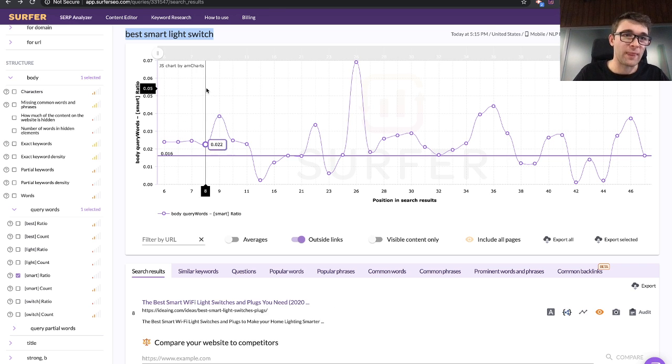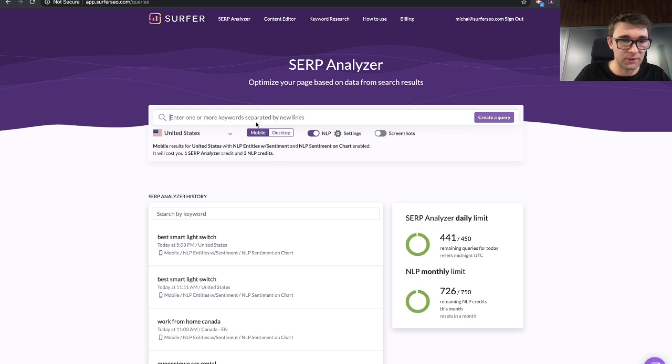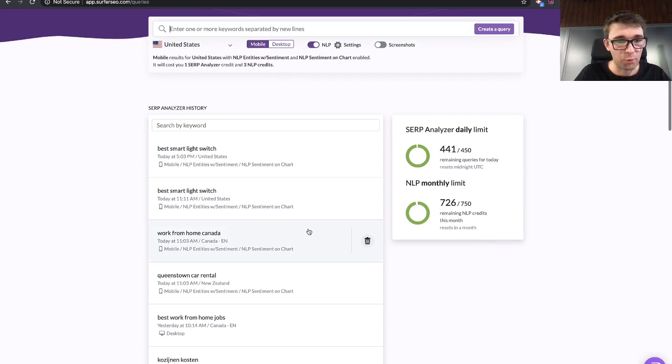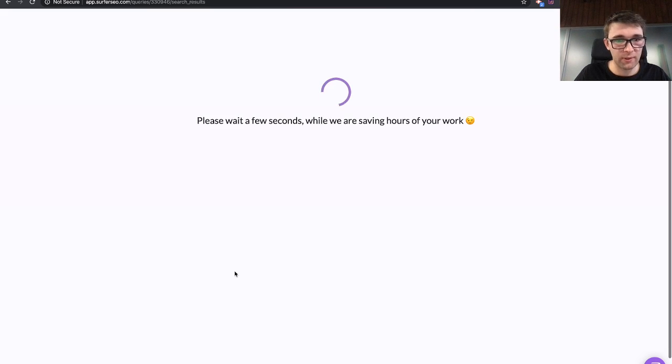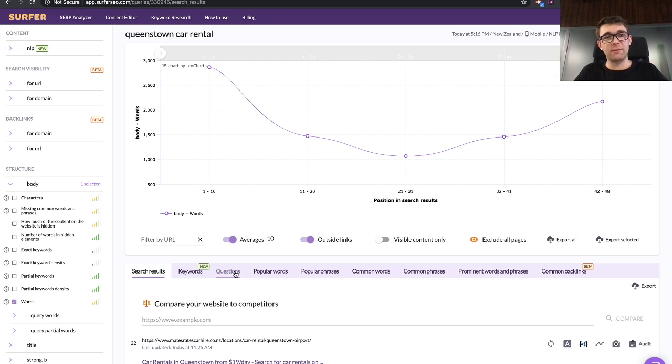So now we can move to the second example, which is Queenstown car rental. The query is from New Zealand. It's a different page type. It's kind of a local business. And in this situation, I will show you how you can pick the right competitors for your analysis based on the length and the authority.